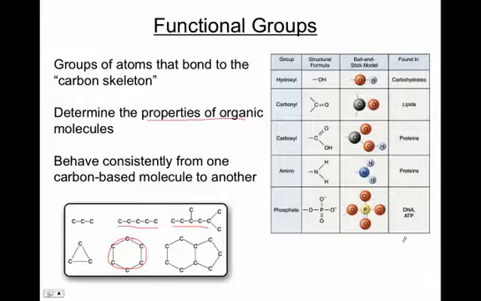So the 6 major groups that we're going to learn about and focus on in our class will be the hydroxyl group and the carbonyl group. The carbonyl group is broken down into 2 different types of carbonyls, the aldehydes and the ketones. Then the carboxyl group, the amino group, and the phosphate group. And you can see here the structural formula for each of these, a ball and stick model, which gives you a better understanding of the orientation between the atoms, and then the kinds of organic molecules that they would be found in.